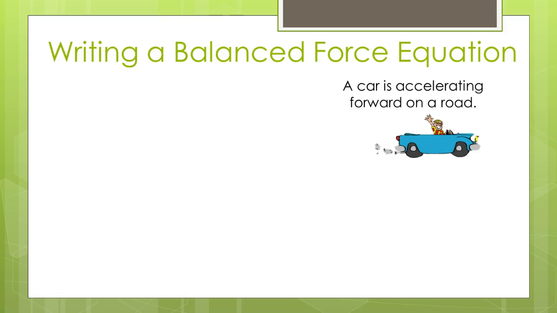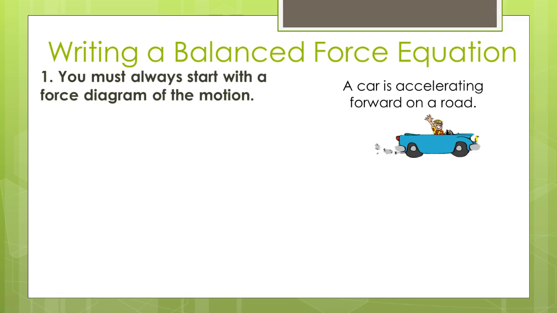In this example, a car is accelerating forward on a road. So it's on a surface and it's accelerating. It's going to be speeding up in this case. Always start with a force diagram. There's my car. Gravity's pulling down on it. It's on a road, so that's a surface. There's a normal force pushing up. The car has a kinetic friction force pulling back on it as the tire rubs against the road.